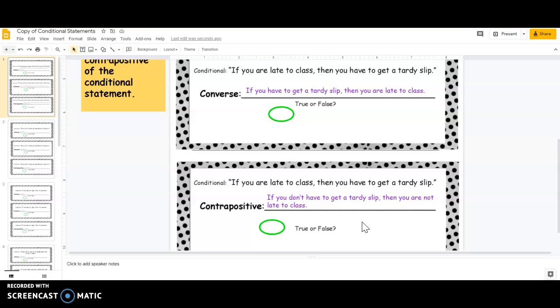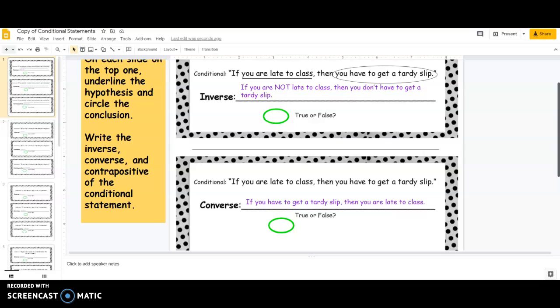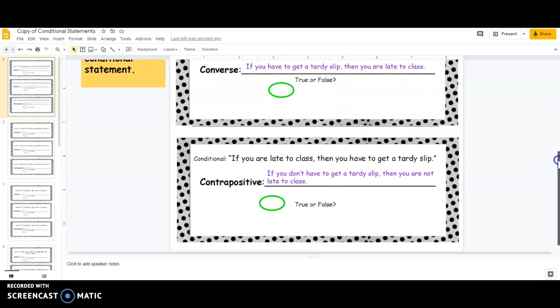Okay, so these will all have a specific pattern to them. So the inverse negates it. You're saying the opposite. The converse switches it, so it switches that underline and circle part. And the contrapositive kind of does both. It switches it and negates it.